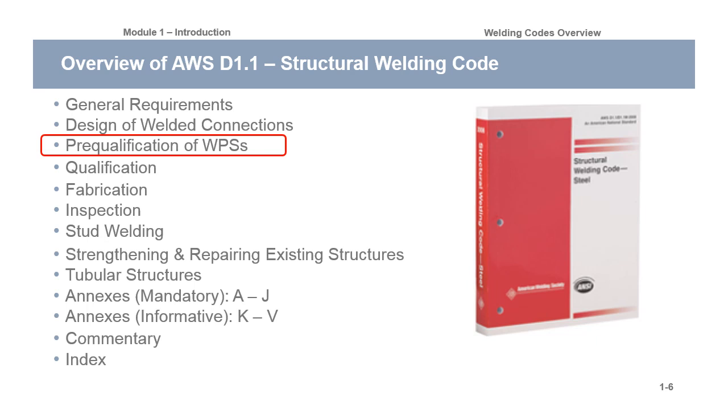Clause 3 is one of the major cornerstones of this welding code, because you've got qualification and pre-qualification. So I've already talked a little bit about qualification in another video. Well, actually, I talked about it for about an hour in another video. So now I'm going to talk about pre-qualification of WPSs, and specifically AWS D1.1.